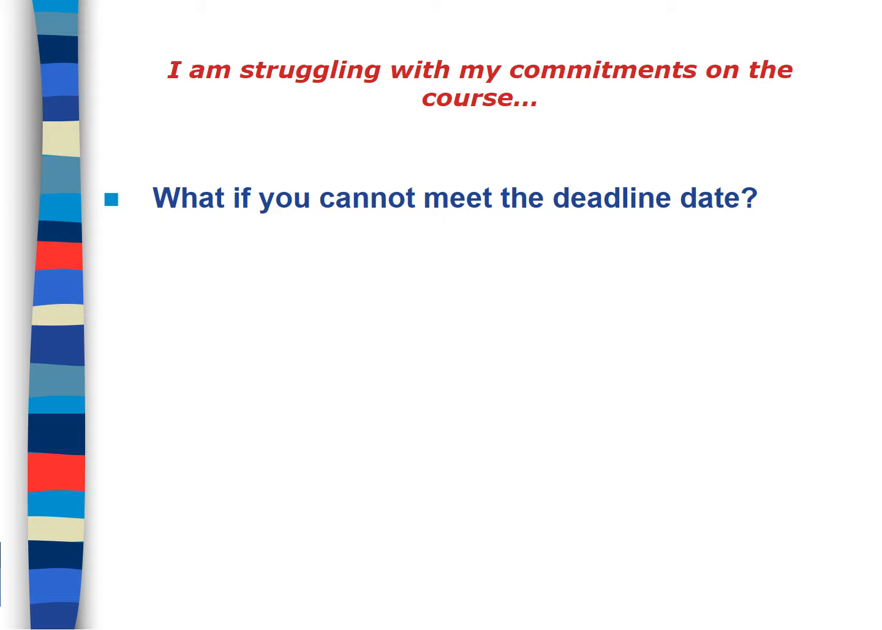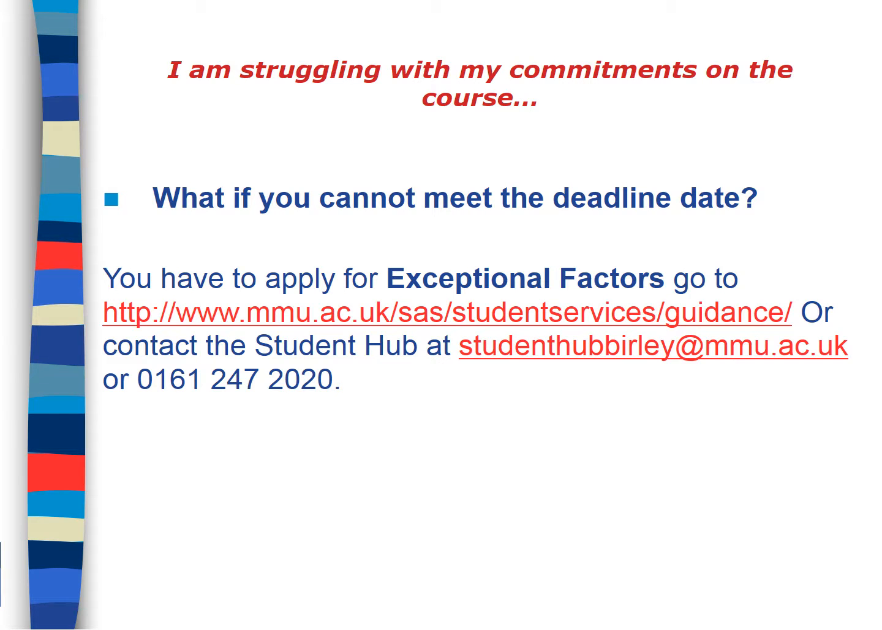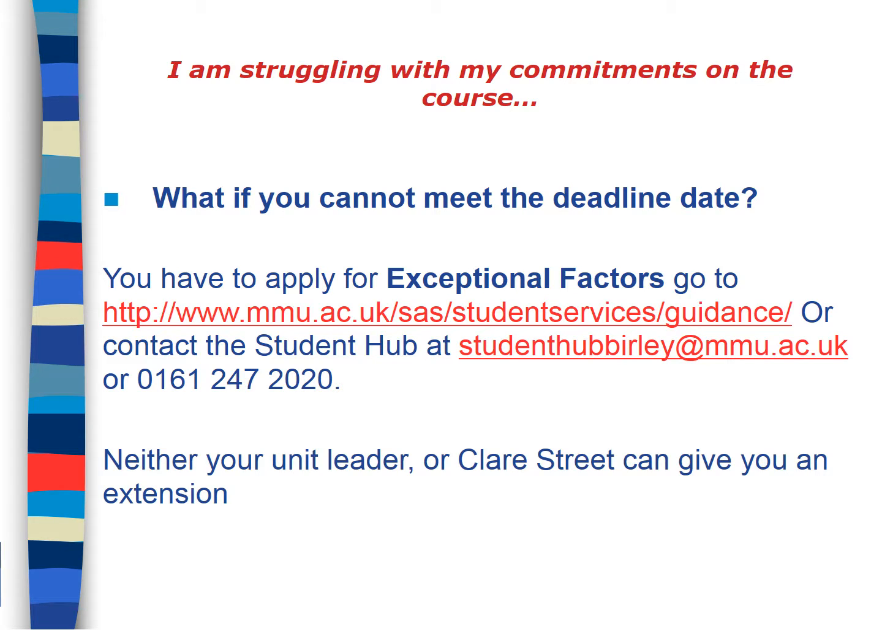So, let's hope things all go to plan. But what if you are struggling with the work on the course and think you may not be able to meet your deadline dates? You can seek to apply for more time or not be penalised if you submit your work after the deadline date through our exceptional factors system. For more information about this, go to the URL address noted on this slide or contact the Student Hub. Neither your unit leader nor Claire Street, the programme leader, can give you an extension.